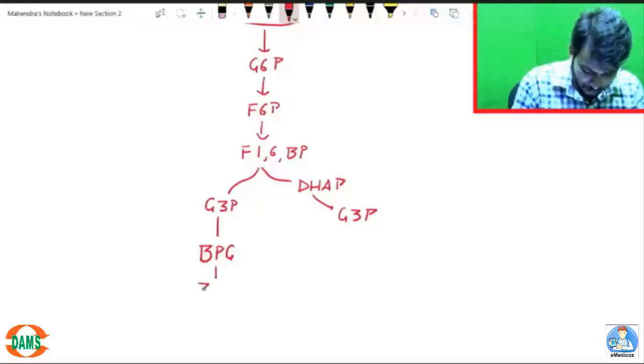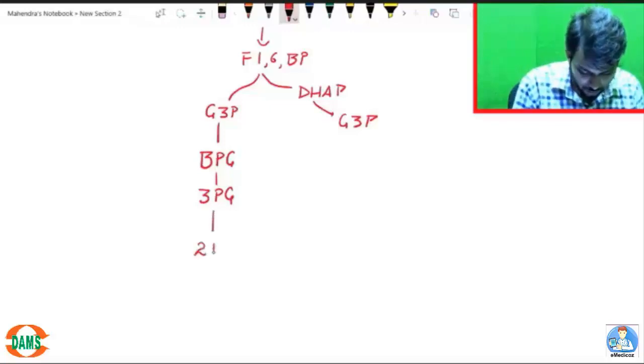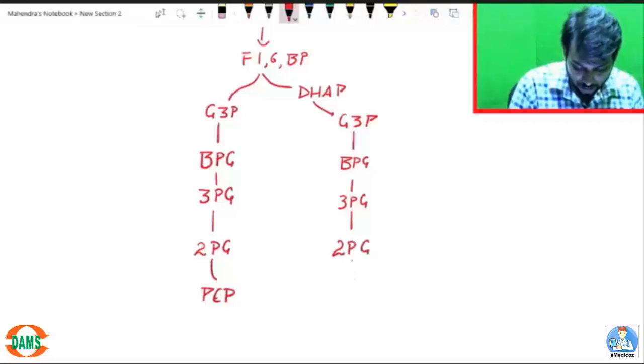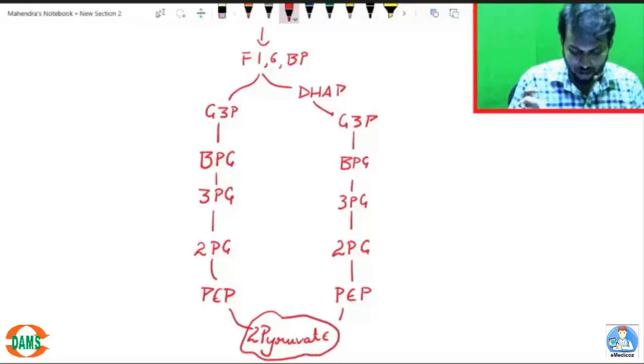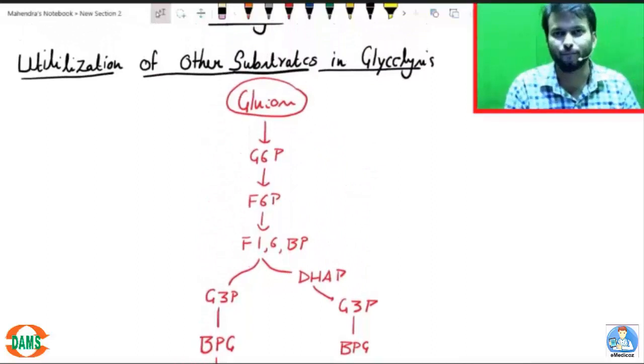BPG, 3-phosphoglycerate, 2-phosphoglycerate, PEP, phosphoenolpyruvate. So from BPG, 3PG, 2PG, phosphoenolpyruvate, they both can convert into pyruvate, or mainly 2 pyruvate. So this is the whole glycolysis process that takes place in the cytosol of the cell.